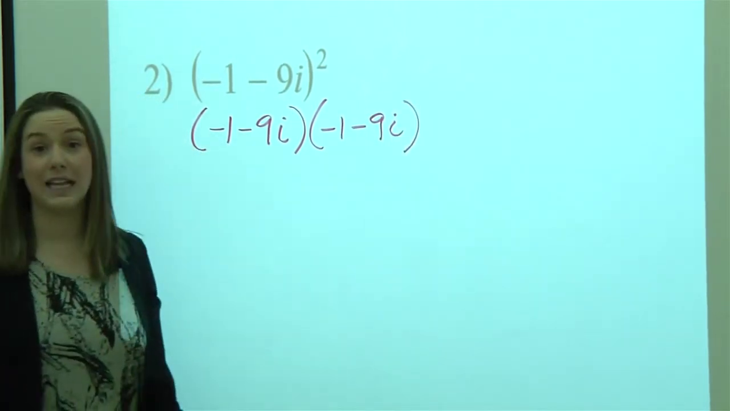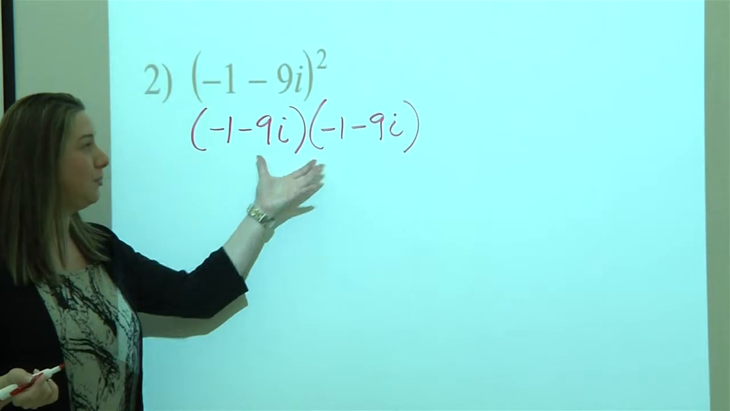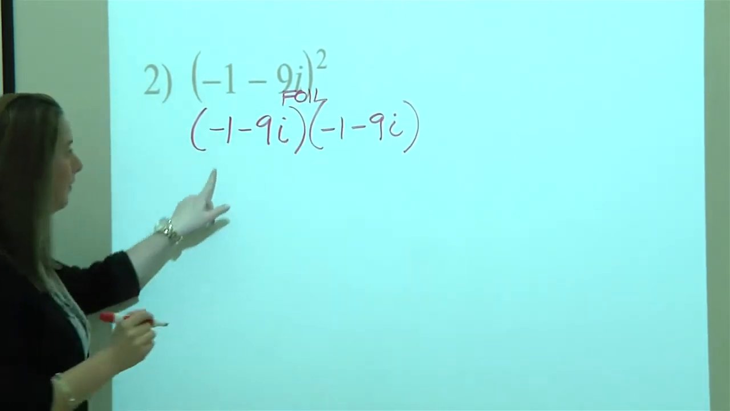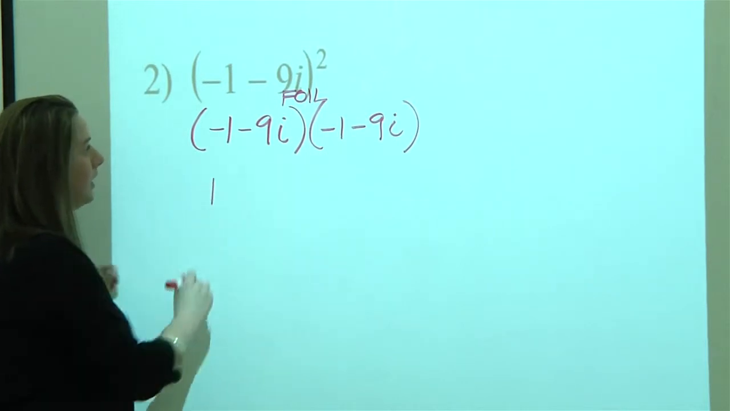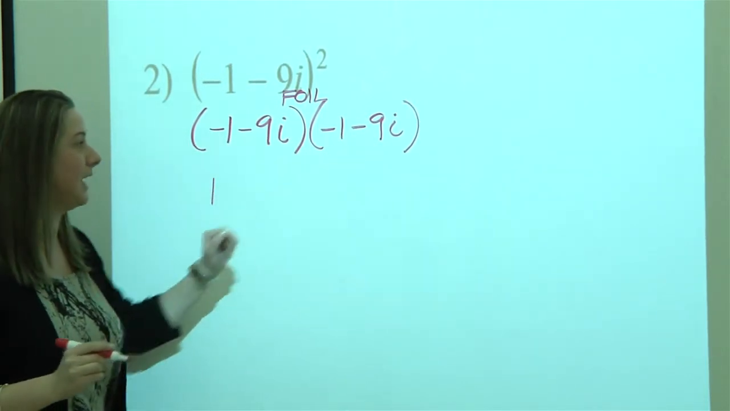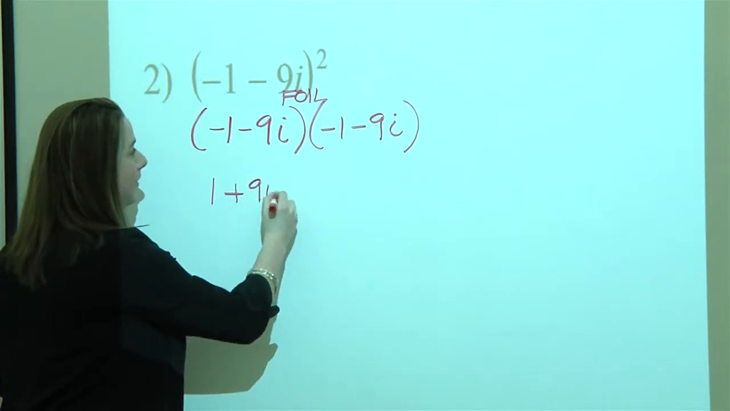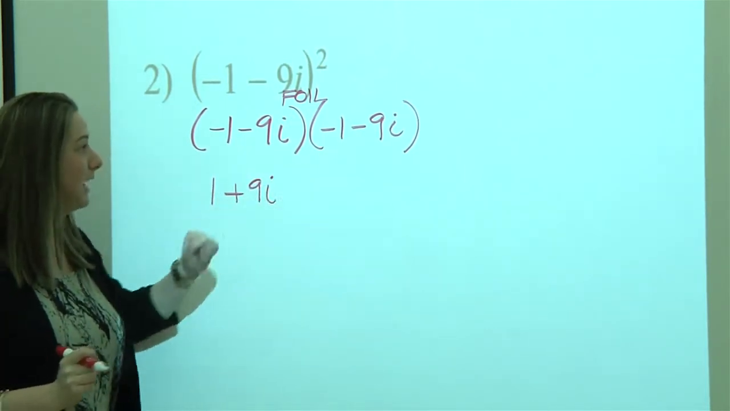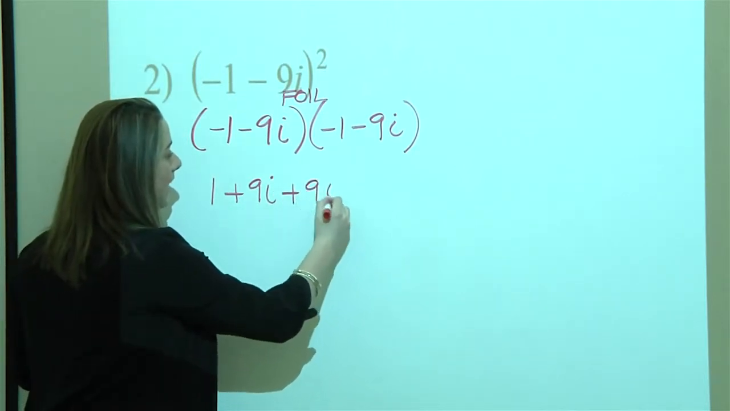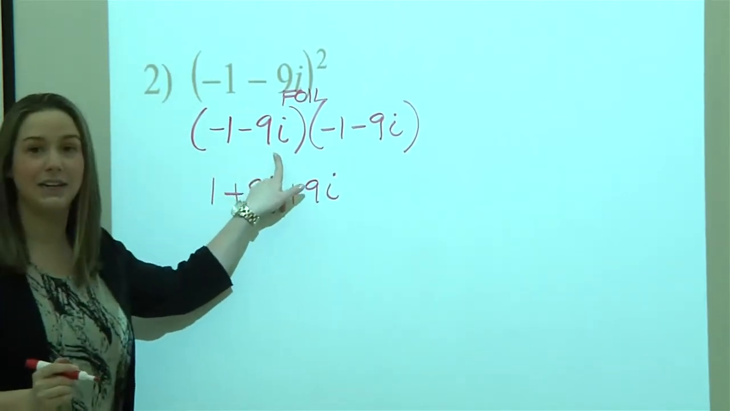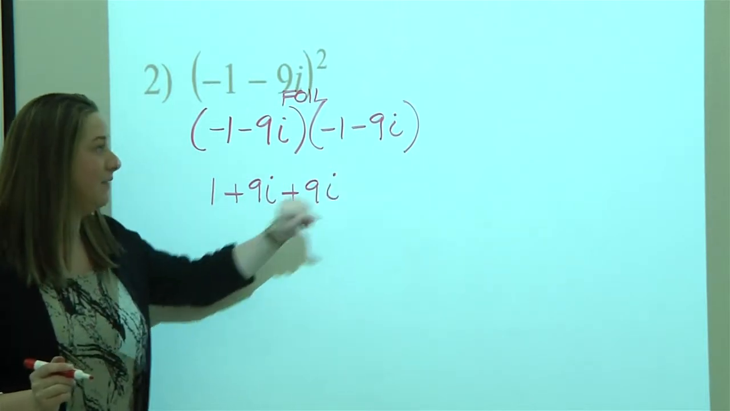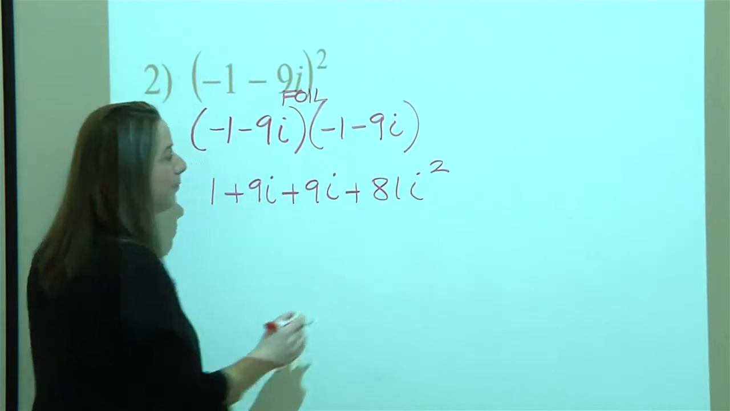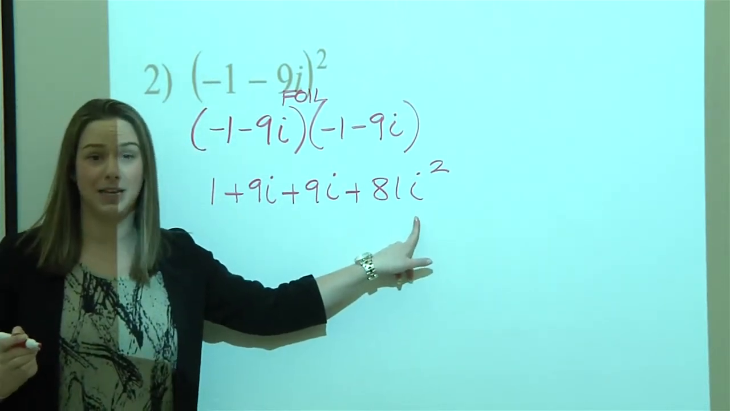Now we're going to do what we did in the last problem and multiply the two binomials together. So we're going to FOIL. First, -1 times -1 is 1. Outer, -1 times -9i is positive 9i. Inner, -9i times -1 is positive 9i. And our last is -9i times -9i, which is going to give us a positive 81i squared. Notice that i squared is coming into play again.